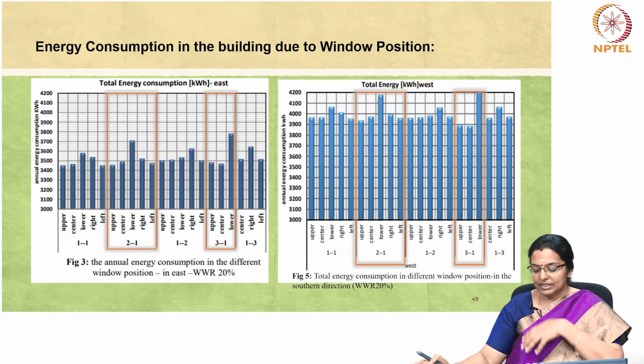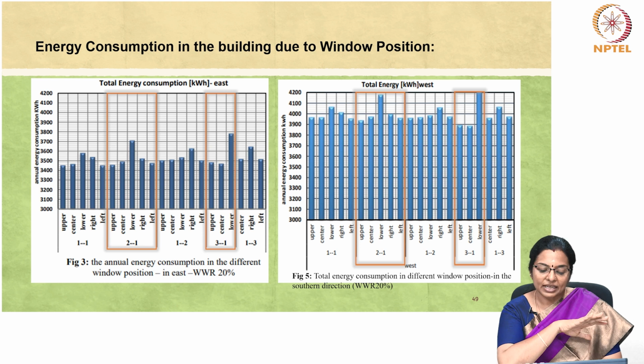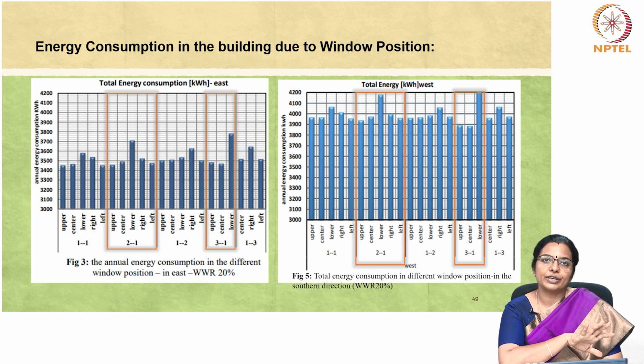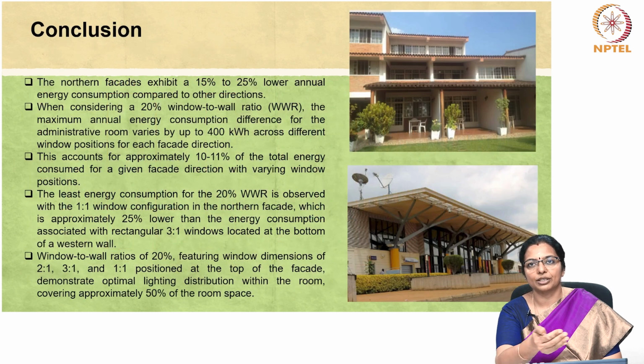So, this is a very interesting study where these 5 positions of windows with 5 sizes of windows are taken, and then it is found which has the most effect and which has the least effect on energy consumption.